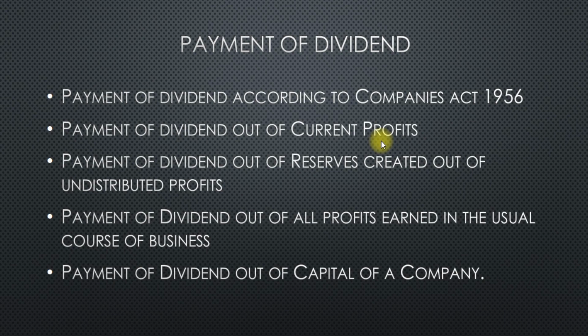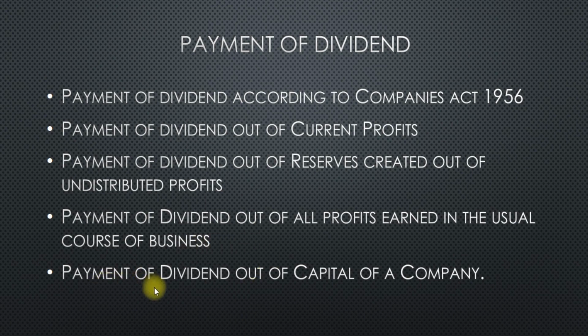Another source for payment of dividend from the previous financial year, after providing for depreciation, is the reserves created out of undistributed profit, only after providing depreciation in the previous financial year. Dividends can be paid out of reserves created out of undistributed profits. According to the central government rule, such declaration of dividend can be made. Dividend can also be distributed based on all the profits earned in the usual course of business. They may also be earned out of trading or manufacturing or other business operations.